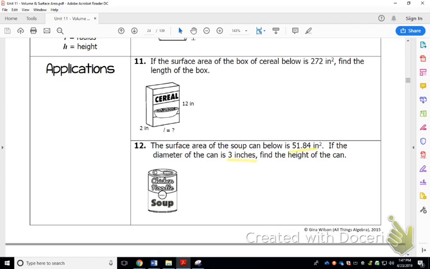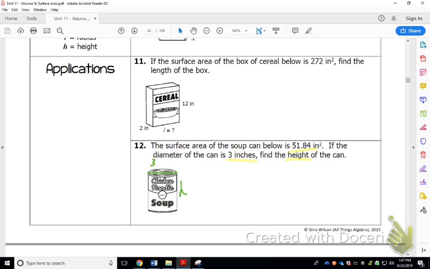They want us to find what? They want us to find the height. Okay. So we're going to come over here, but we want to find the height, so we'll make that H. They gave us the diameter of 3, so we'll put that in. And they gave us the total surface area.